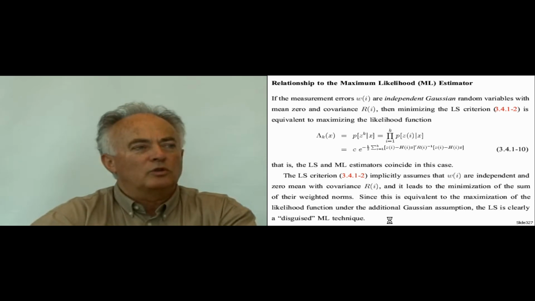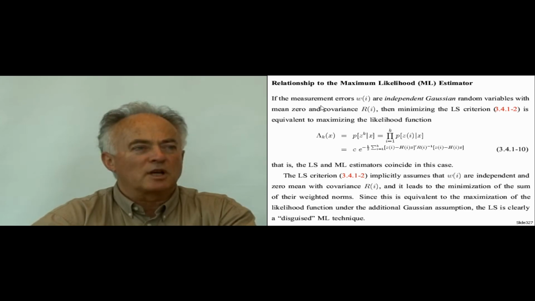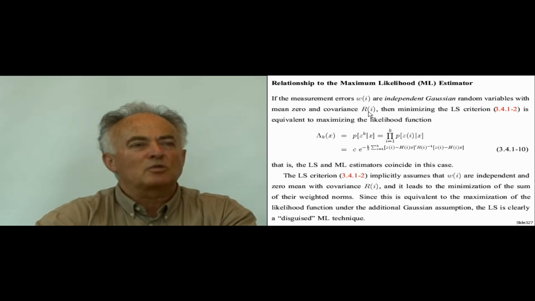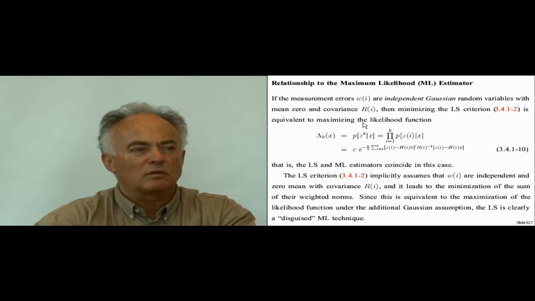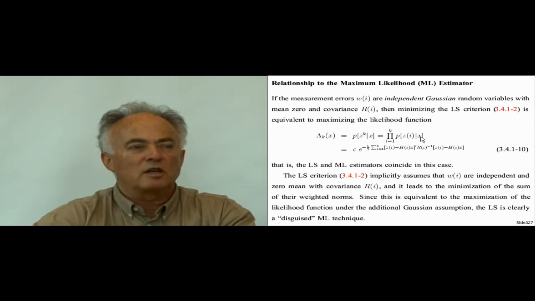Before that, we'd like to connect the least squares solution to the maximum likelihood estimator. If my measurement errors, wi, are independent Gaussian random variables with mean 0 and covariance Ri, they don't have to be identically distributed, they might have different covariances, then minimizing the least squares criterion that we set forth is exactly the same thing as maximizing the likelihood function lambda sub k of x, the joint PDF of the stacked vector z super k, which is the product, because they are independent, of p of zi given x, and each p of zi is a Gaussian.